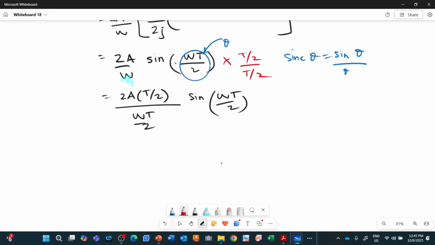Okay. So basically you can cut off where you can cut off. So 2 and 2 cut off become 1. Right? So you can now write it out as A T sinc omega T over 2. Oh sorry, my omega today is like a worm. I don't know why. Sinc omega T over 2.